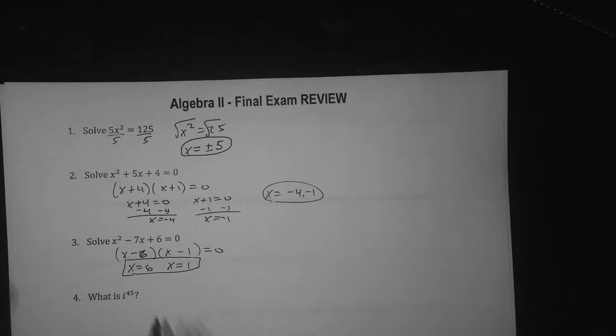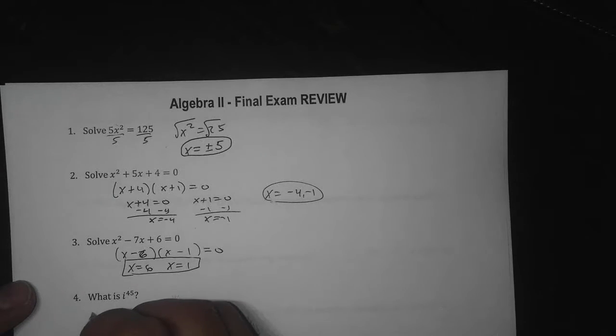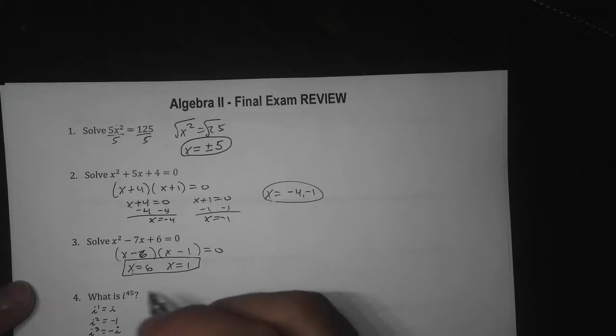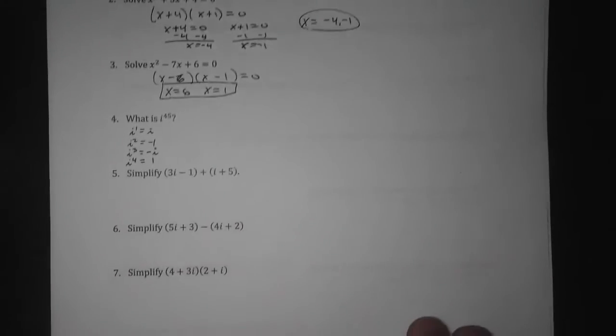Alright, so what we have to remember with i to the 45th: i to the first is equal to i. It's pretty self-explanatory. i squared equals negative 1. i to the third is equal to negative i. i to the fourth equals 1. So if you remember i, negative 1, negative i, 1, you can remember that pretty easily.